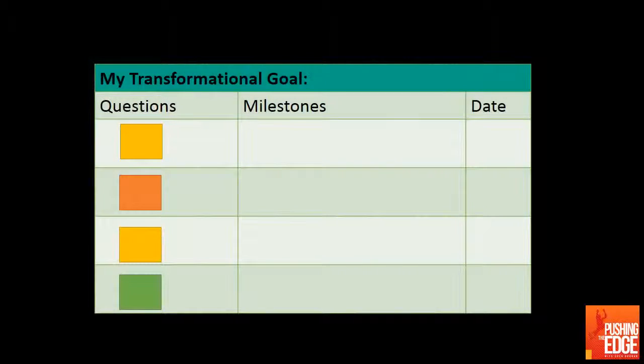When you've identified your key questions, lay them down on a sheet of paper with 3 columns, just like you can see here. Work through each question, converting it to a milestone with a tentative date. Now keep this sheet handy because we'll use it to develop an action plan in the next episode.